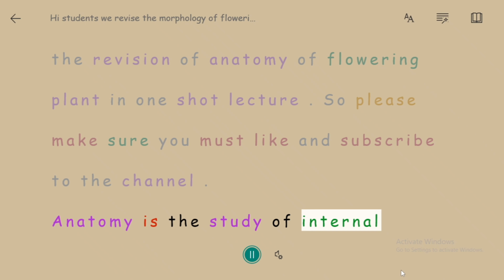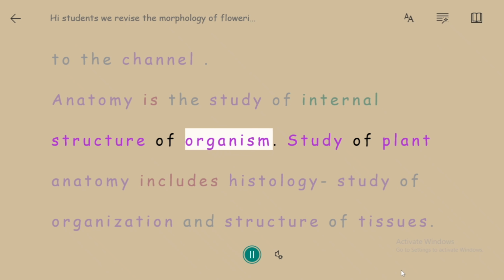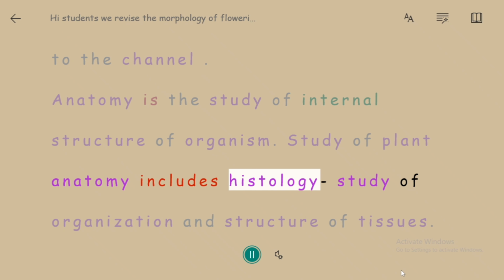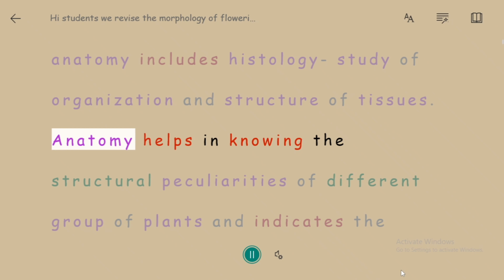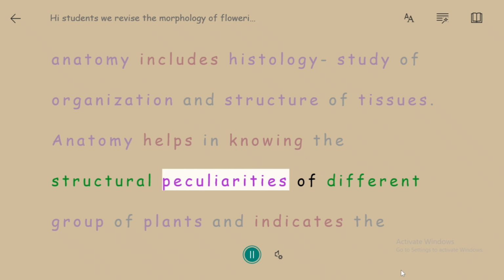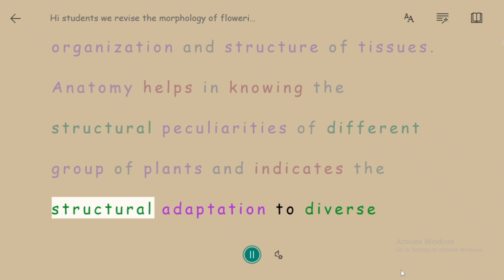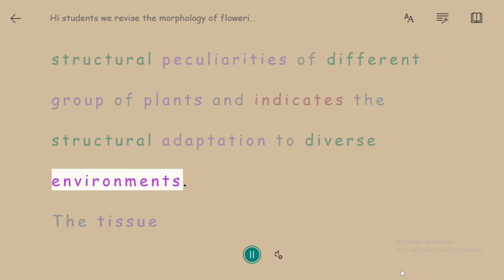Anatomy is the study of internal structure of organisms. Study of plant anatomy includes histology, the study of organization and structure of tissues. Anatomy helps in knowing the structural peculiarities of different groups of plants and indicates the structural adaptation to diverse environments.